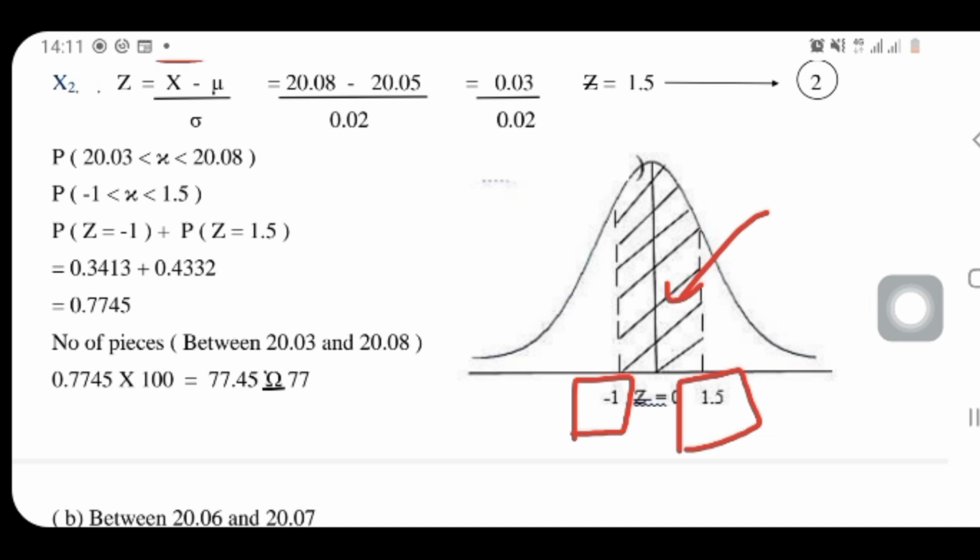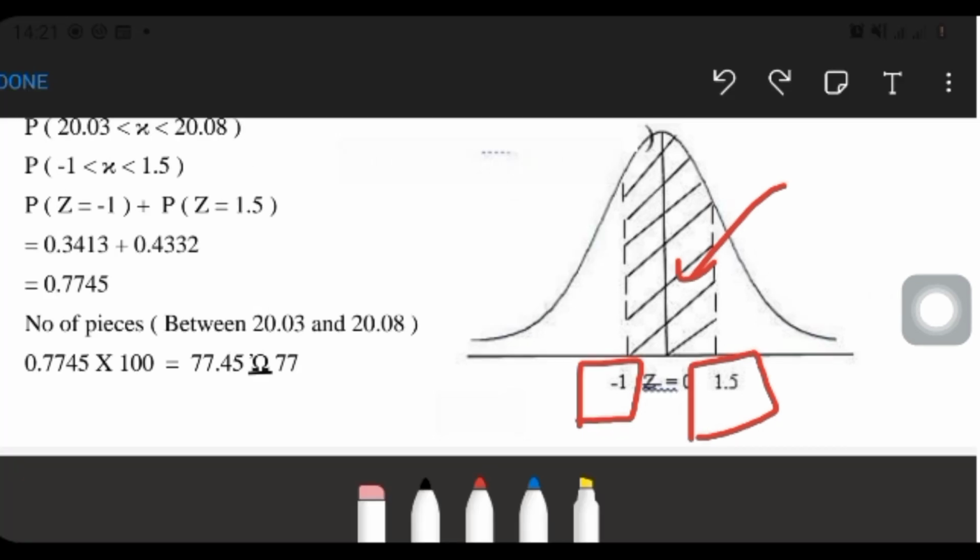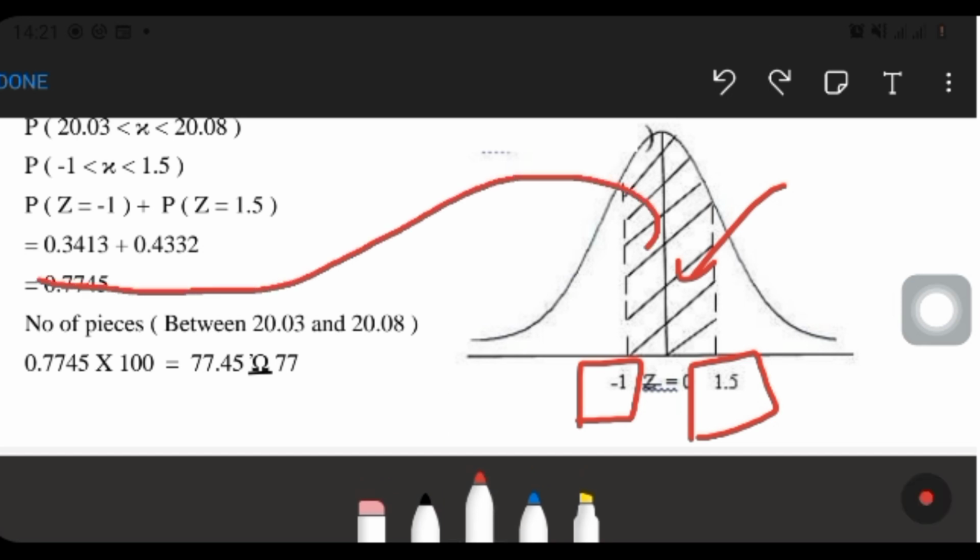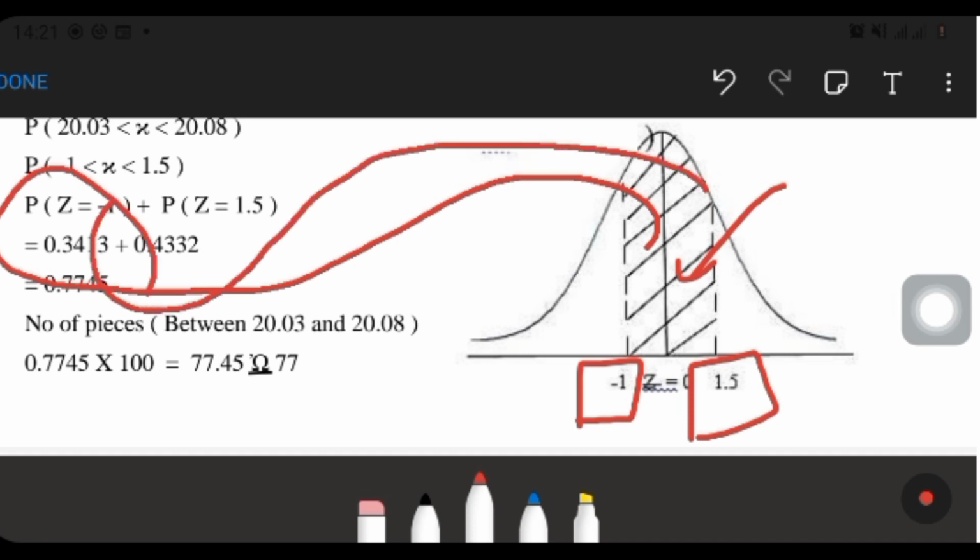Right, then 0.7745 multiplied by 100, and you have the answer as 77 pieces. I will explain further about this. According to the Z table value, you can see that this part depicts 0.413 and this part depicts 0.4332. And the sum of both values, we have got the answer as 0.7745. Then you can use this value to find out the probability.